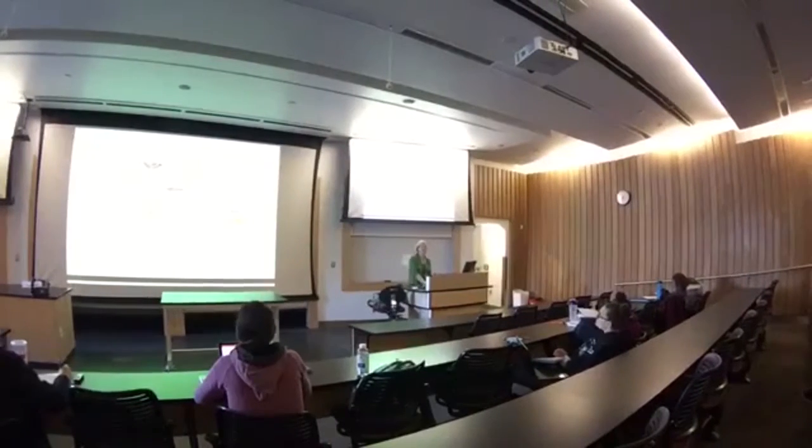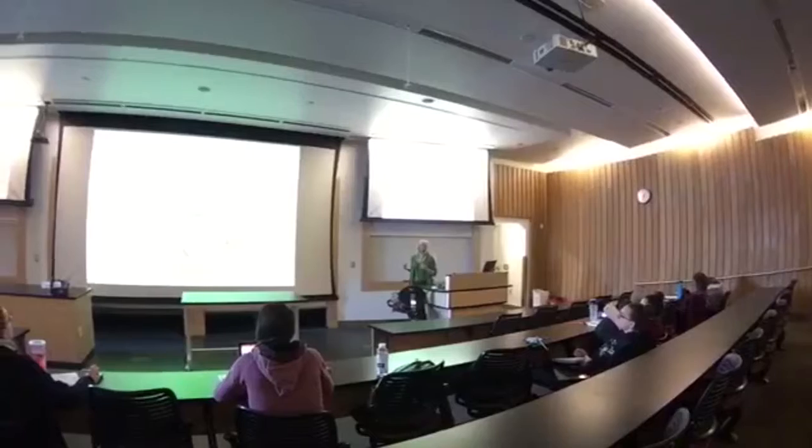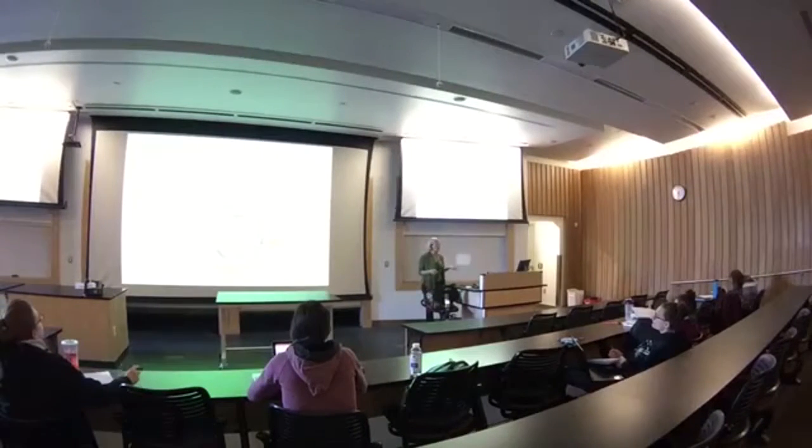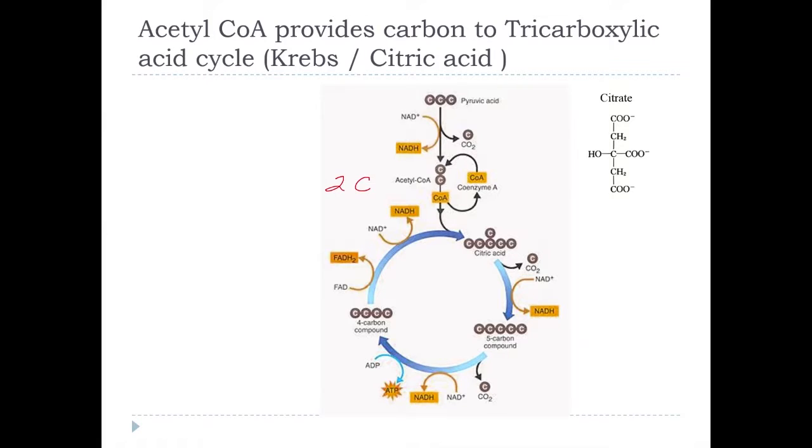So let's look at what's happening in this process. Acetyl-CoA is a 2-carbon compound. We've seen that it's produced from either fats or pyruvate. So it's a 2-carbon acetyl-CoA. It enters the TCA cycle, which is this. It's called a cycle because it is a series of linked reactions. One way to think about it is a wheel or a cycle.